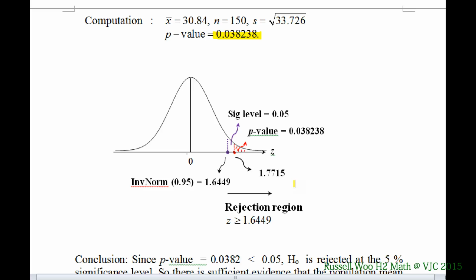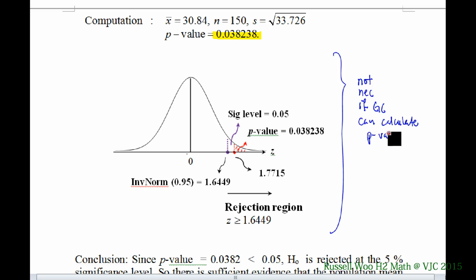Okay, again I say, better write this down. This one is not necessary if the GC can calculate the p-value. If you already know this one, then in presentation, you can jump from here to here. Follow what I'm saying? But look up. Then you don't tell me I wasted your printing money, okay?